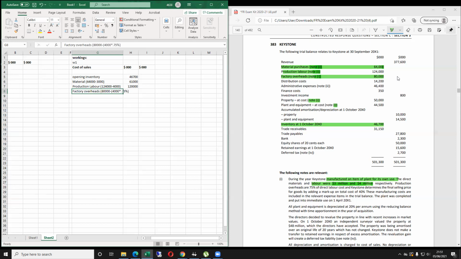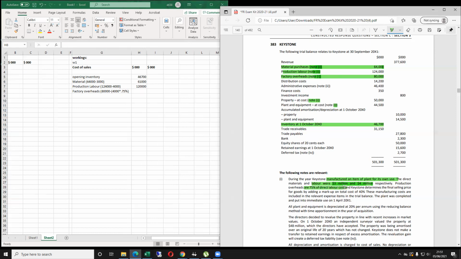But hold on, it says production overheads are 75% percent of direct labor cost, and labor cost was 4 million. So that's not production labor. We're not taking it off. Yeah, we need to take this off because only cost of sales is the direct expenses, which is related to sales.